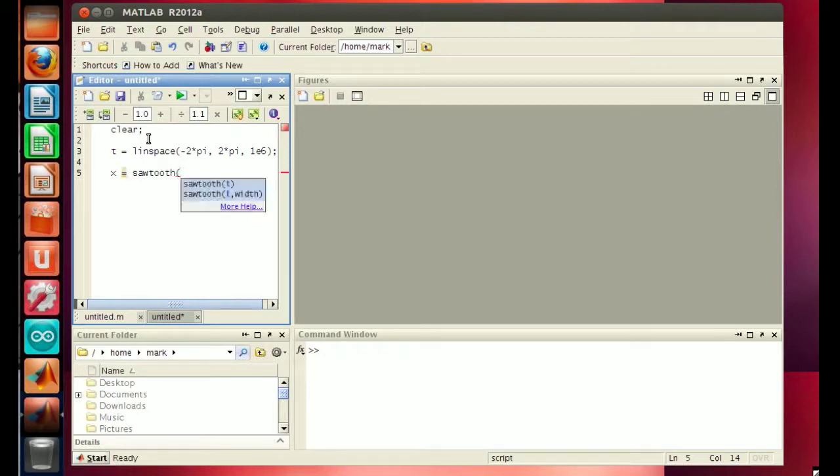All right. So at this point, how many people are 100% comfortable plotting stuff in MATLAB? 80%. Okay. That's fine. So this is more good review of how to plot stuff in MATLAB.